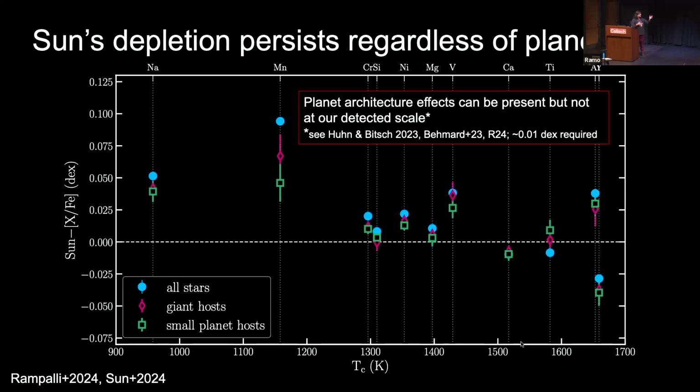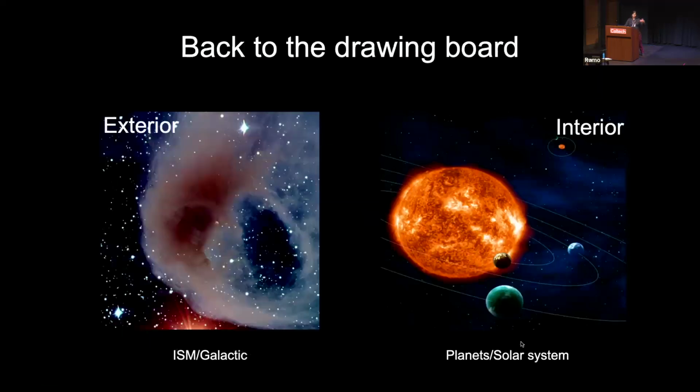Our work also gives us a sense of the abundance precision that's required to tease out these planet architecture effects. It's on the order of 0.01 to 0.02 dex, so really in the high-res spectra regime, which other works have found as well. So we're really back to the drawing board to explain the sun's apparent depletion. And so this is really where we turn to the galactic scale mechanisms.